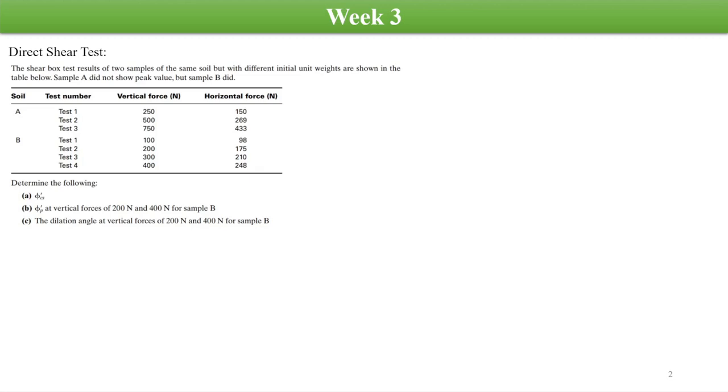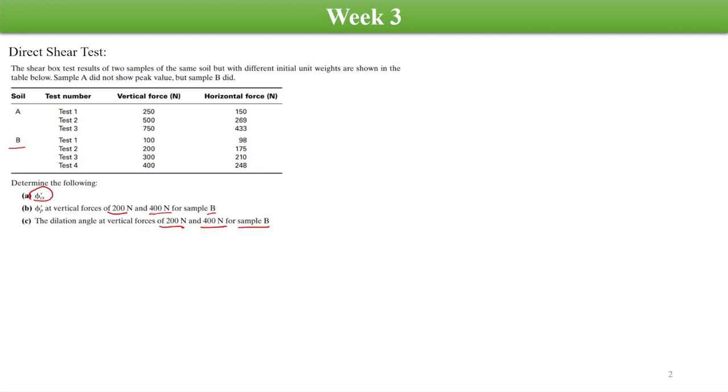So we need to determine the phi critical state, effective critical state friction angle, and the phi dash P at vertical forces of 200 Newton as well as 400 Newton for sample B. Then we need to determine the dilation angle at vertical forces of 200 Newton and 400 Newton again for sample B. As we can see, the results of two soils are given here. There are a total of 7 tests. Tests 1, 2, 3 are performed on A, then 1, 2, 3, 4 for B.